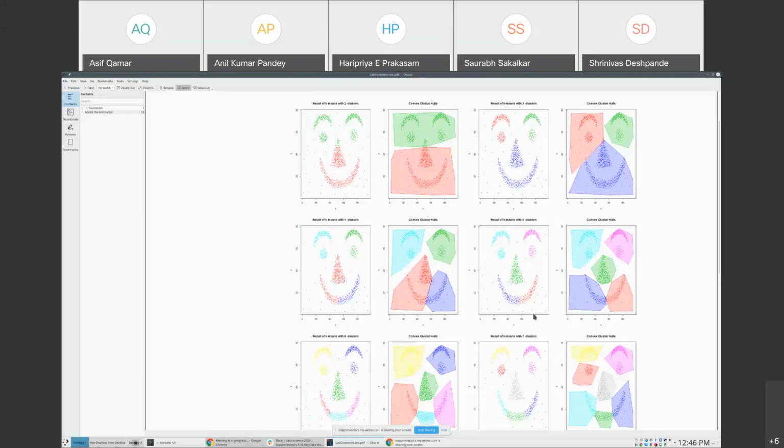It is because the data set does not have blobs. Exactly. If you look at the lips or the eyebrows, it's not a spherical blob. It's a different kind of blob. So maybe k-means is not the right clustering algorithm. Absolutely. That's the point I'm making.